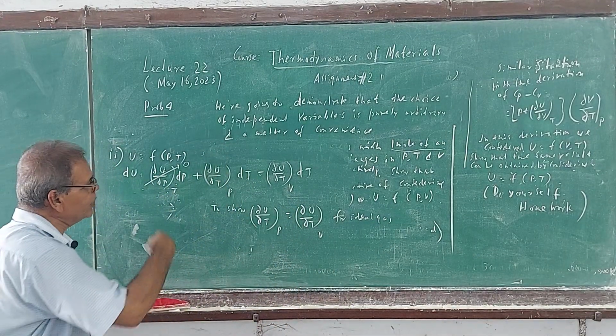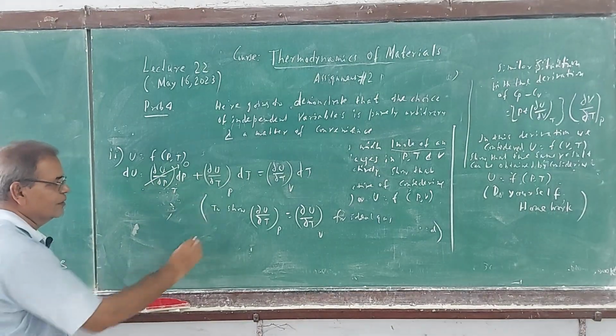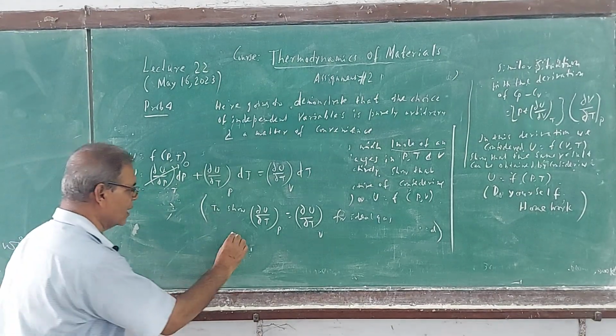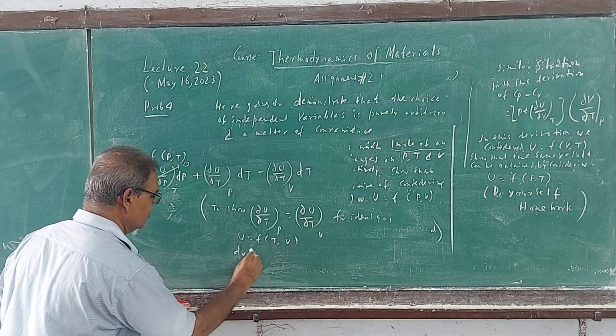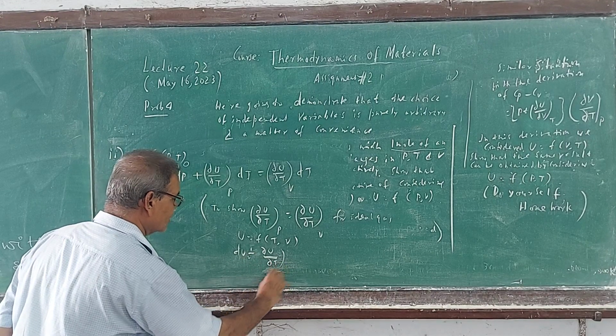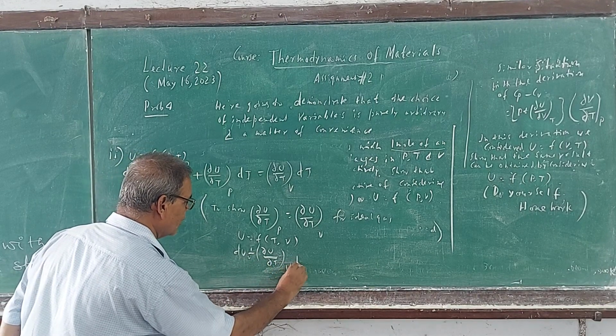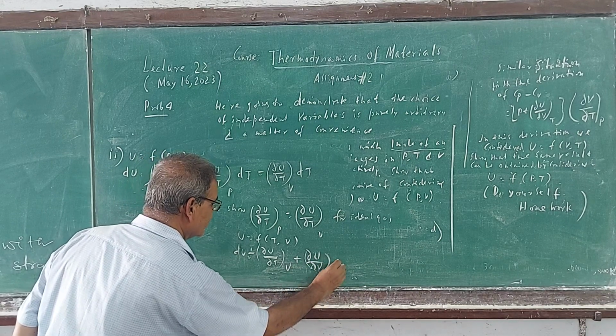This is the proof that will be used in the second case. So this proof is coming. U is a function of, again, temperature and volume. So dU is del U del T at constant volume plus del U del V at constant temperature dV.